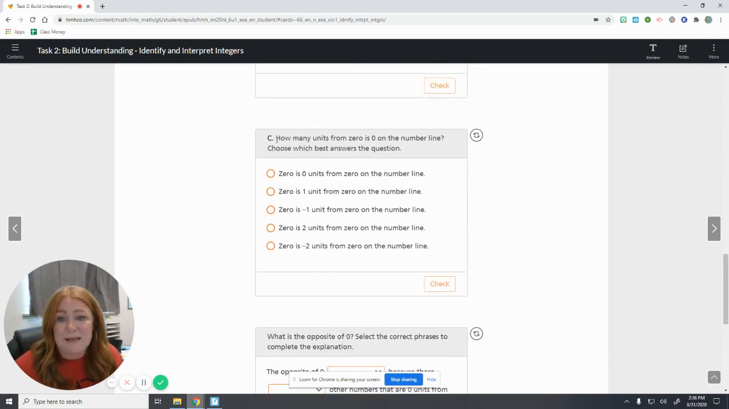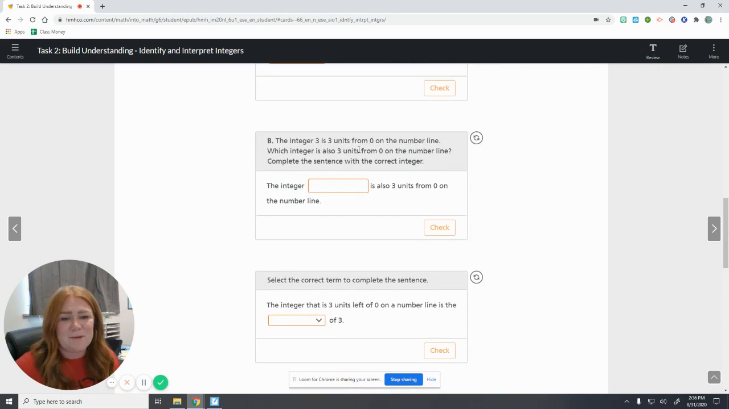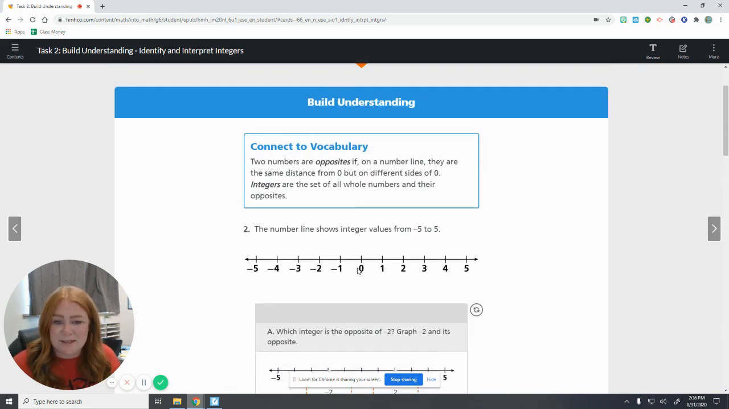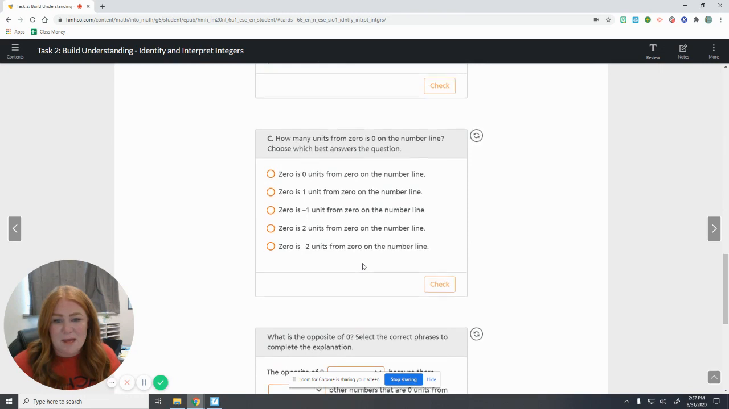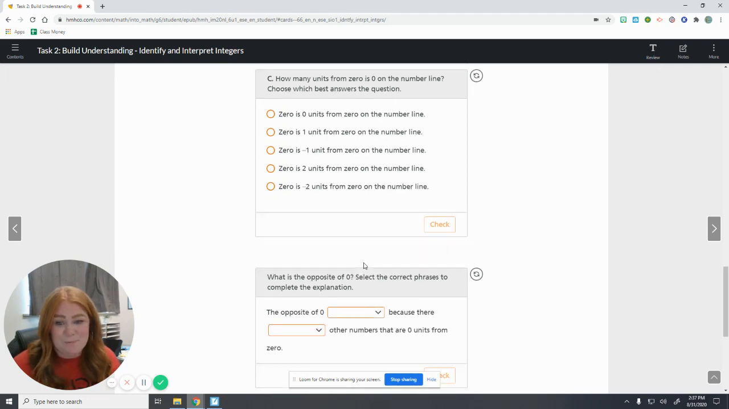Okay, C says, how many units from 0 is 0 on the number line? So thinking about that question, if you're at 0 here, how many places do you have to move to get to 0? Okay, it's not trying to trick you. Just think about it. If you're at 0, how many places are you going to move to get to 0?